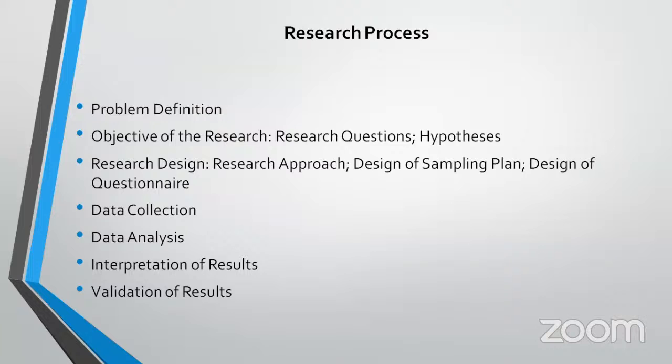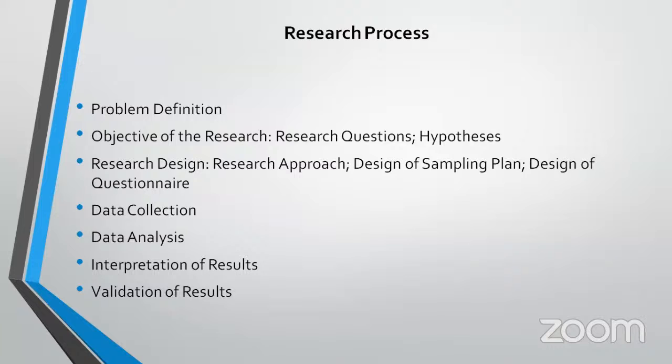Then comes the research design. Research design covers research approach, design of sampling plan, design of questionnaire, etc. Suppose it is primary data, then you have to go for a sampling plan. Sampling means what type of sample you draw and what the sampling method is. It may be probabilistic or non-probabilistic sampling. If it is probabilistic, there are many methods: simple random sampling, stratified random sampling, systematic random sampling.